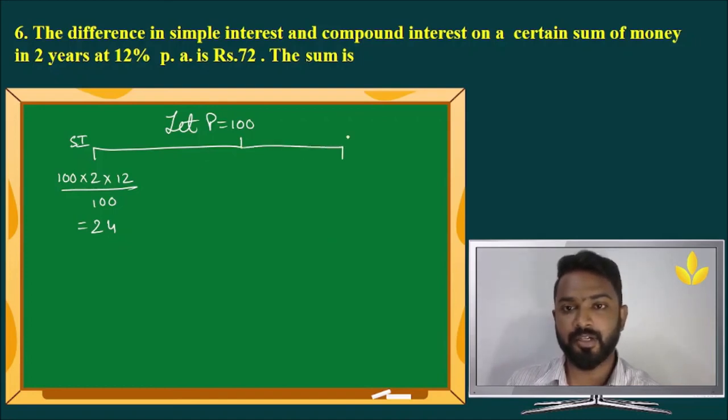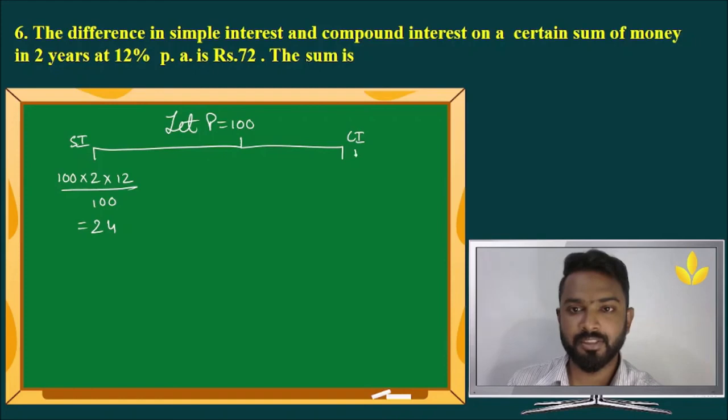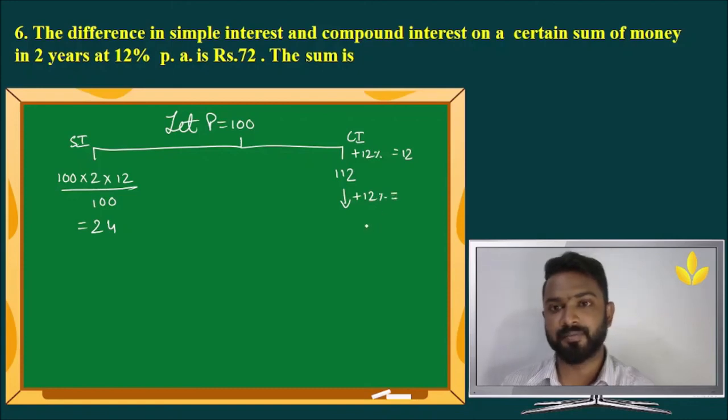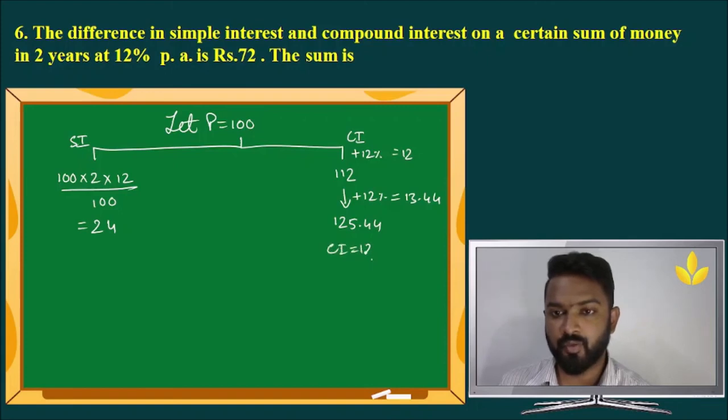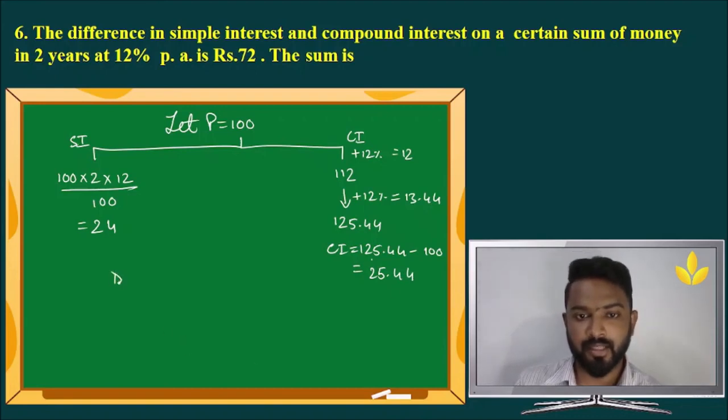Now let's find the compound interest. This first increases by 12%. 12% of 100 is 12. So this is 112. Then this increases by 12%. 12% of 112 is nothing but 13.44. This plus this is nothing but 125.44. So the compound interest is 125.44 minus 100. That is equal to 25.44. Now again the same thing, the unitary method, we have the difference and we have the principal.